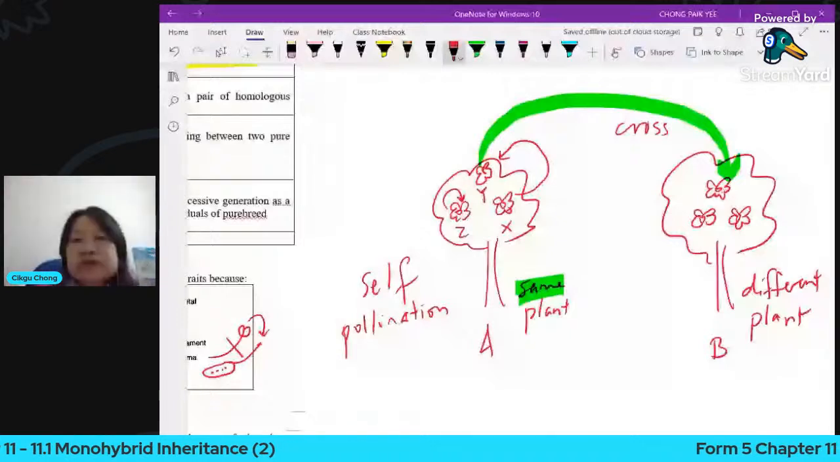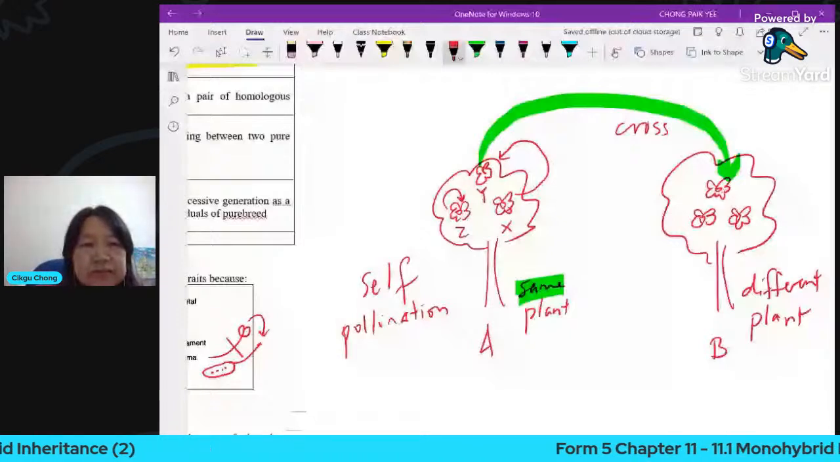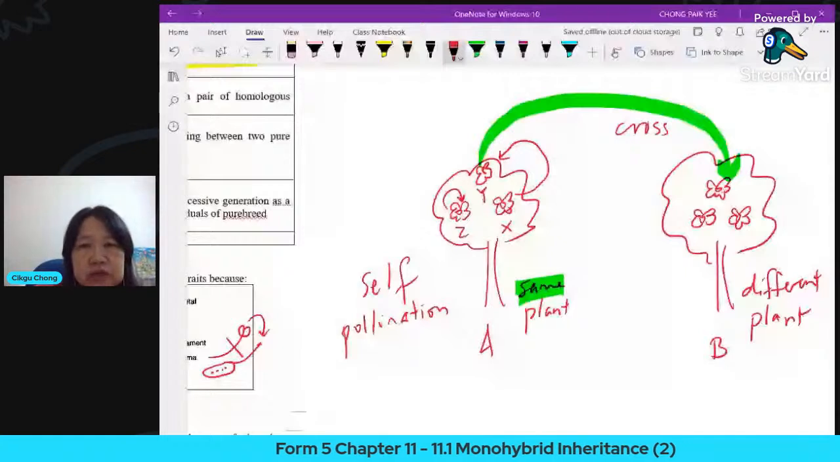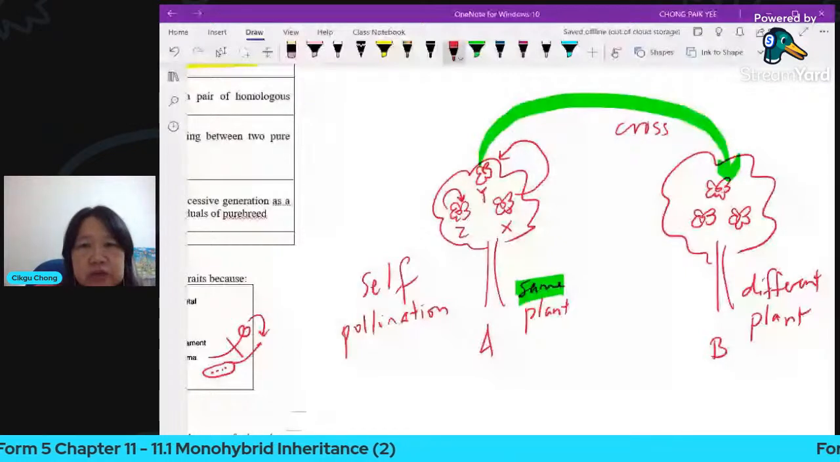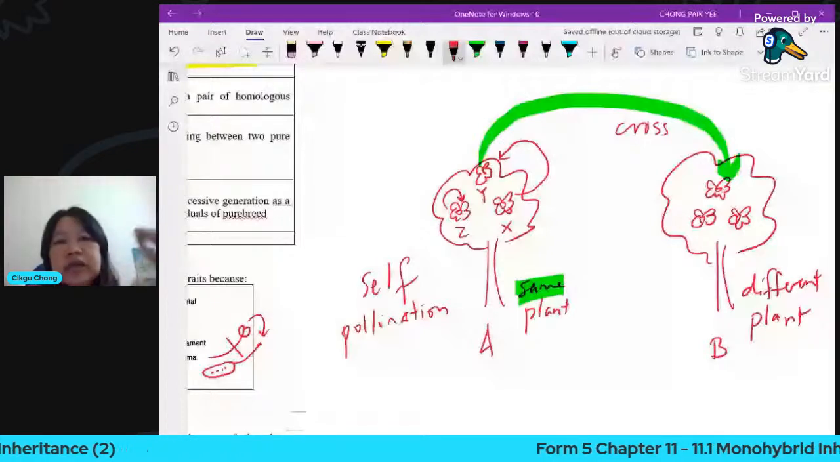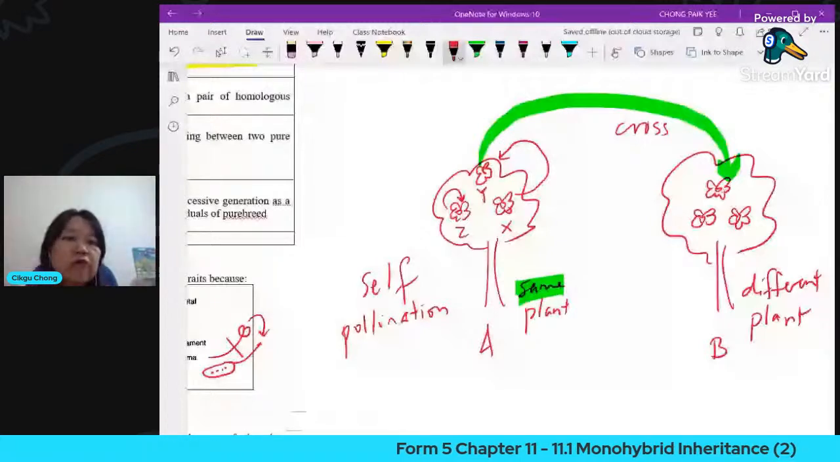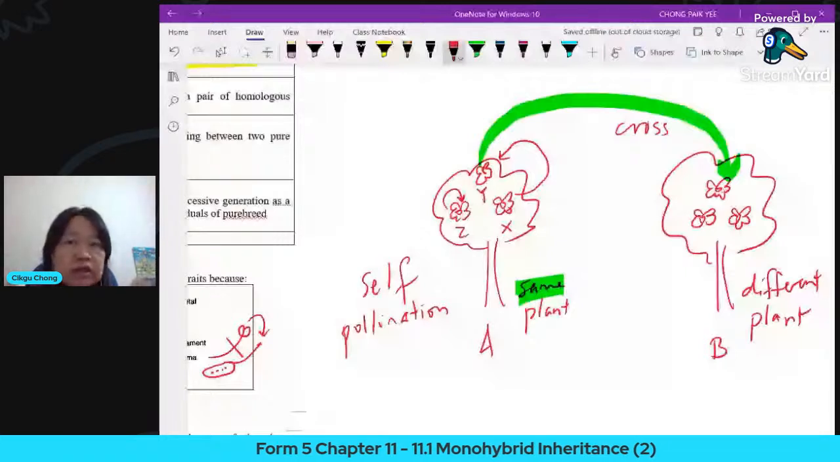Understand? Right. So now, what he did was he took the pollen grain of a certain flower. If he wants to crossbreed, he just brushes the pollen grain onto the stigma of whatever plant he wants to pollinate. He can control it easily. That's why he chose the Pisum sativum.